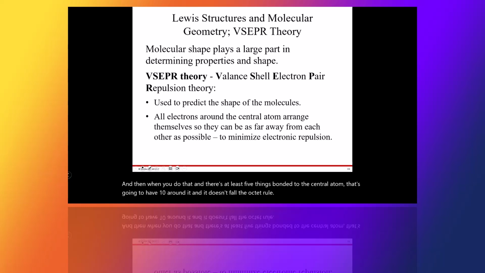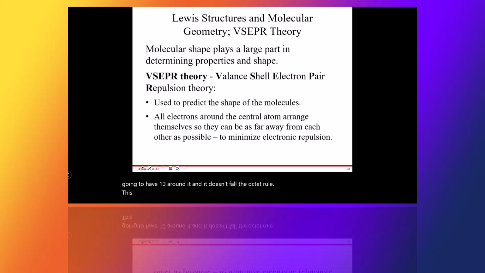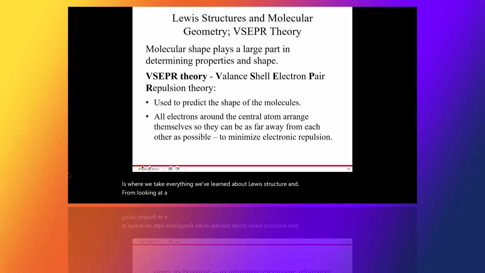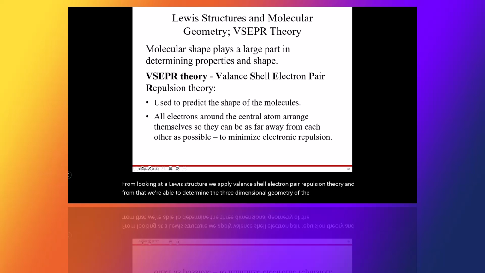So this section is where we take everything we've learned about Lewis structures, and from looking at a Lewis structure, we apply valence shell electron pair repulsion theory, and from that we're able to determine the 3-dimensional geometry of the molecule. So that's what's neat about this. Draw a good Lewis structure, and from that Lewis structure, applying VSEPR theory to it, you can determine the 3-dimensional geometry.